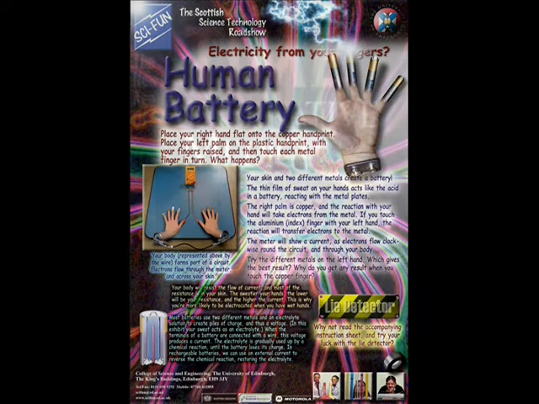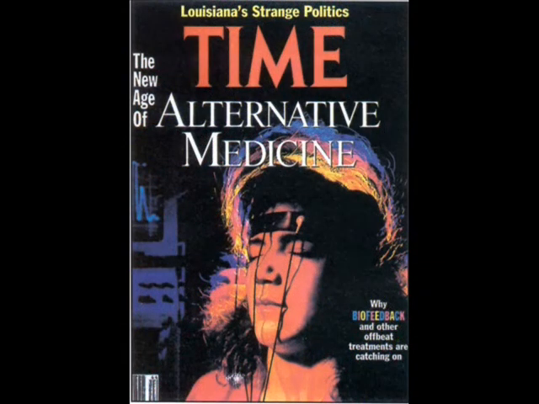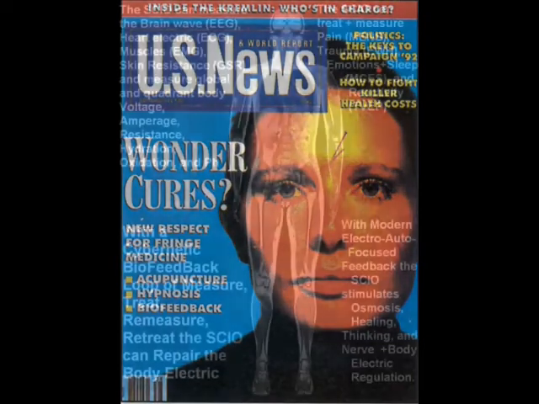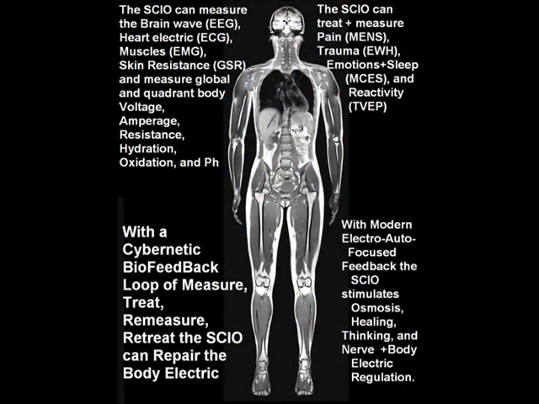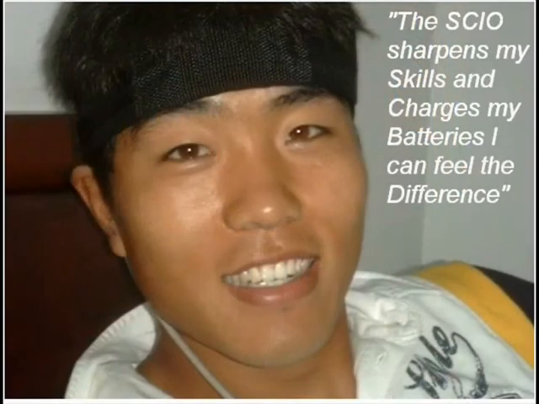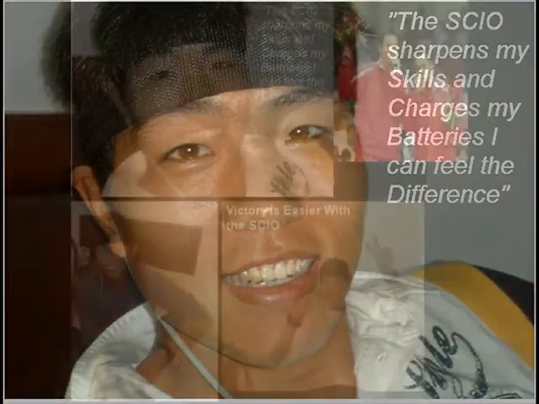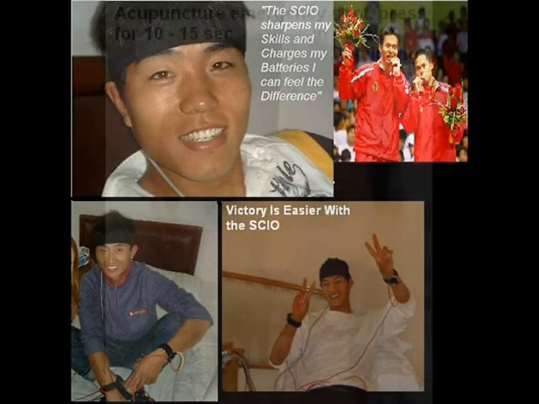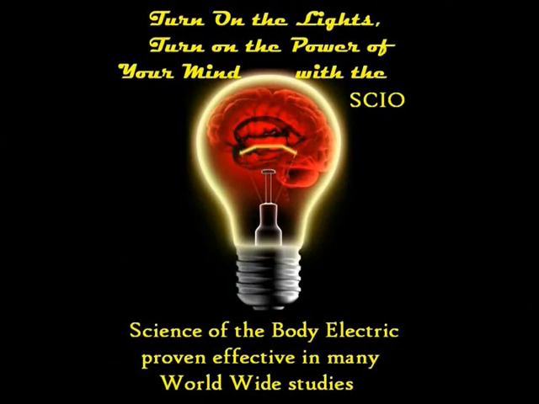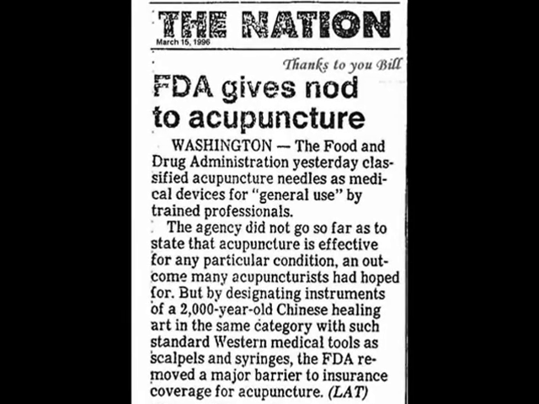There really is a human battery. There really is the body electric. And alternative medicine is starting to get much more attention as acupuncture and other different ideas are coming in with the SKIO, being able to measure these different things and fix the body electric, because the body is all electric. As the Chinese artists have told us, how the SKIO can sharpen their skills and make them better athletes. Here's Novak Djokovic with the acupuncture warrior spot that I taught him how to use. So turn on the lights, turn on your mind with the SKIO, the science of the body electric.